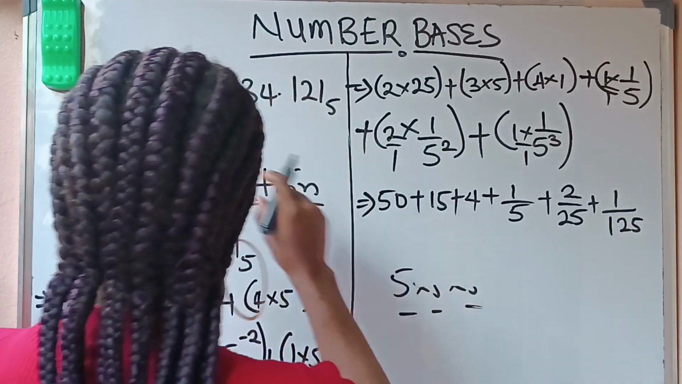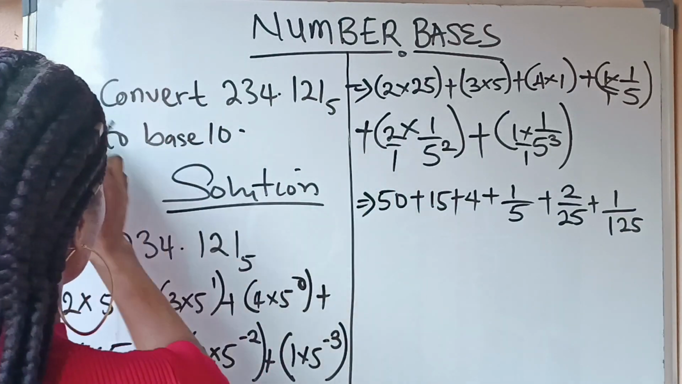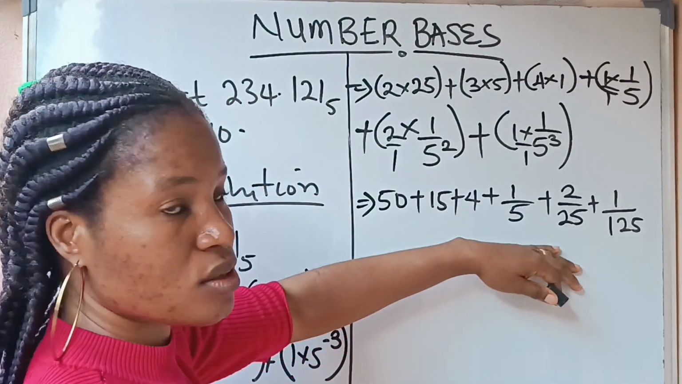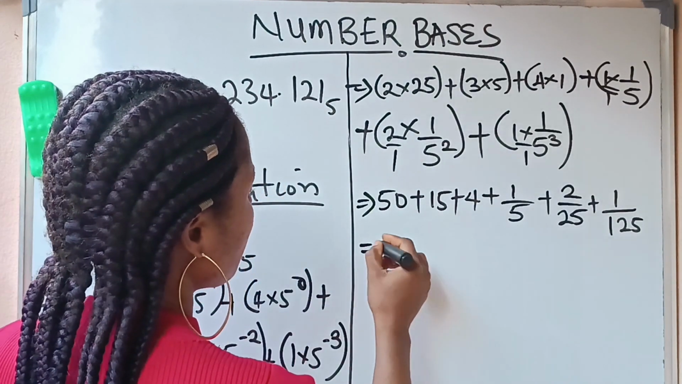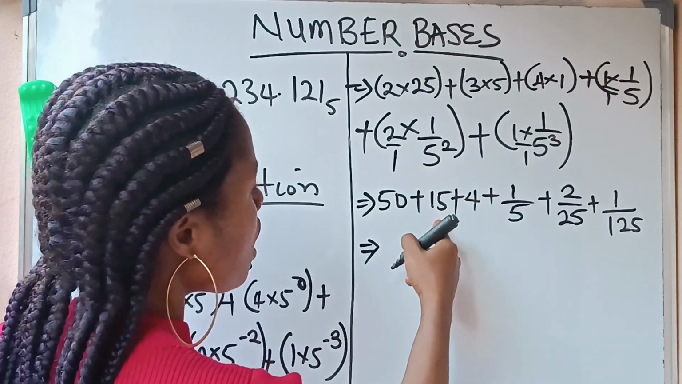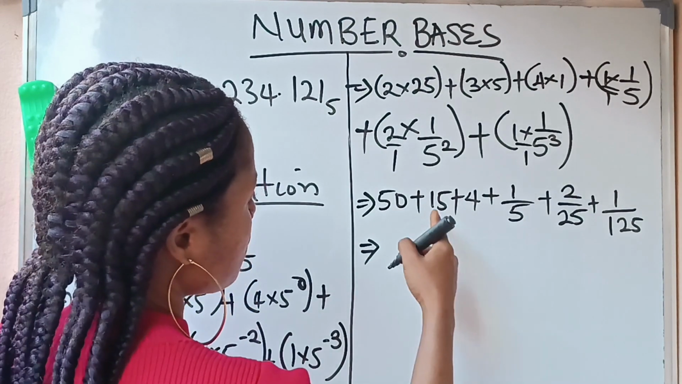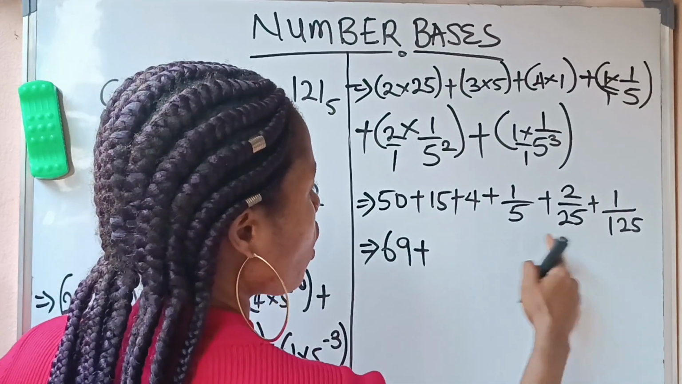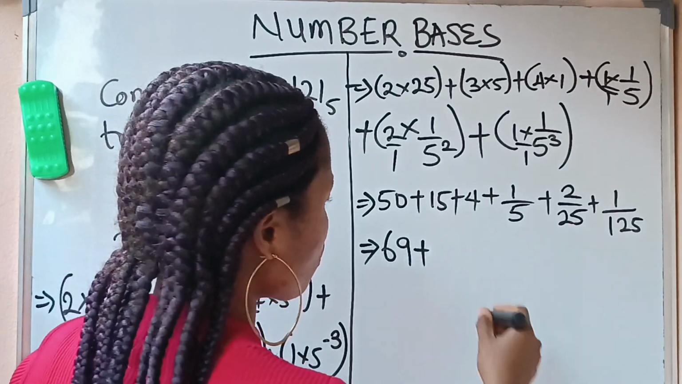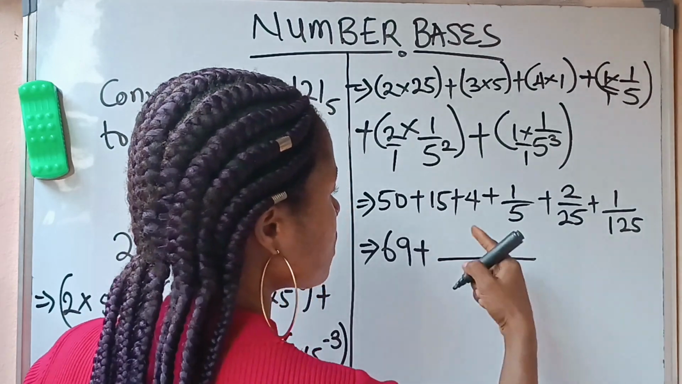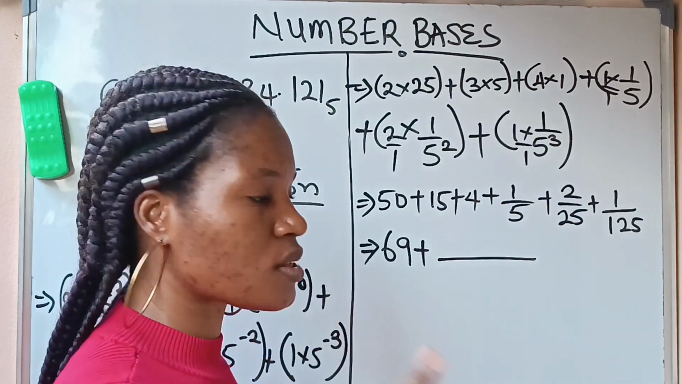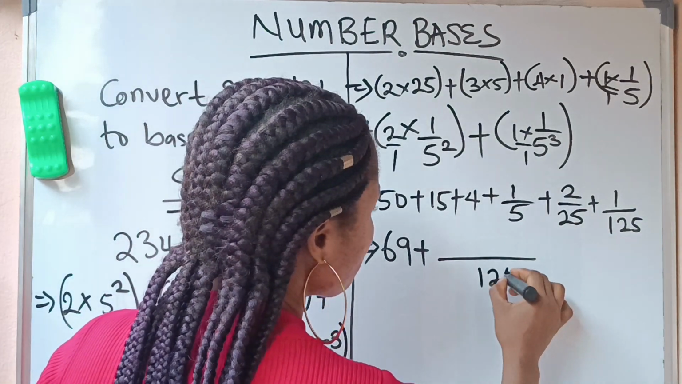So at this point now, I'm going to add this part together and the other parts together. The whole number part is what I'm doing now. 50 plus 15 is going to give us 65. 65 plus 4 will give us 69. Plus, now we are going to solve these as fractions. So first of all, we need to get their LCM. The LCM of 5, 25 and 125 is 125. So that becomes our denominator.